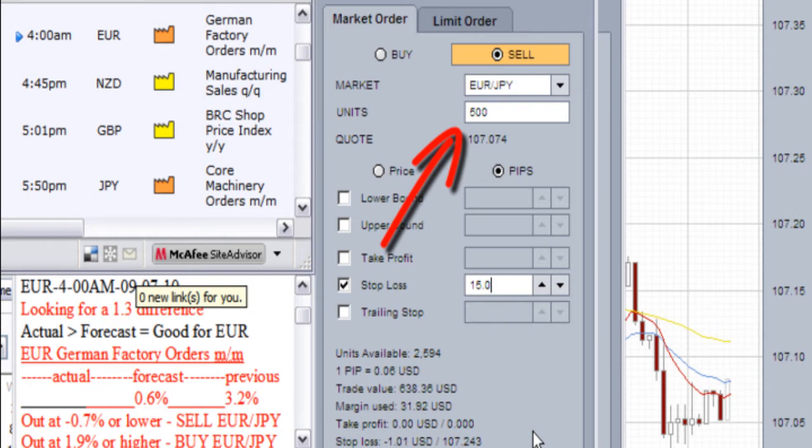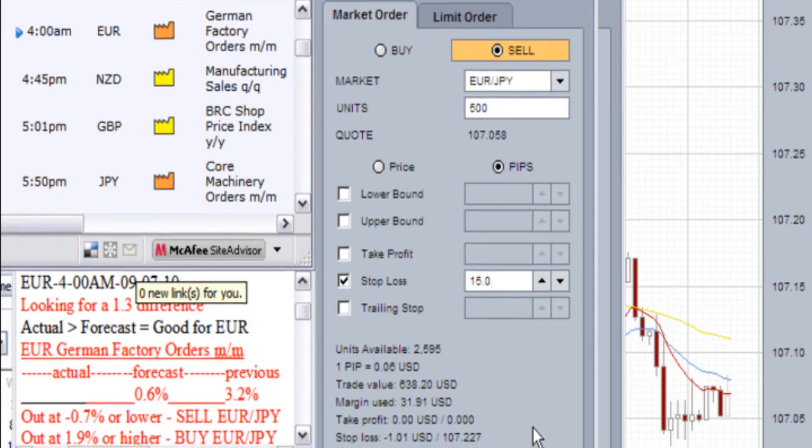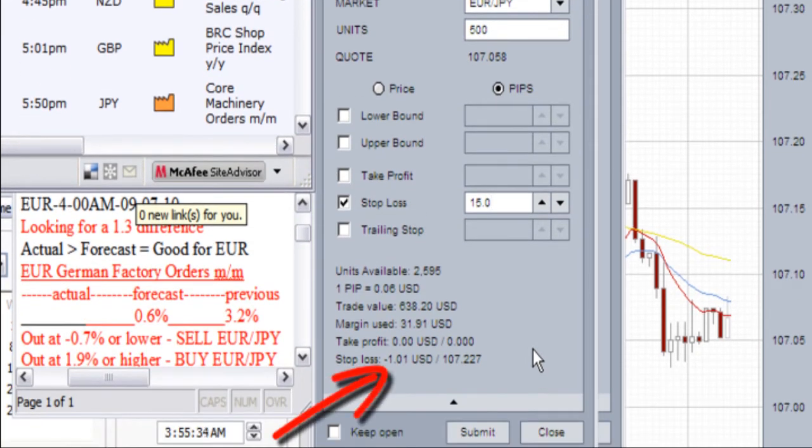Here are the units I am trading. Here is my stop loss. The stop loss is important in cases of a spiked reversal. Early on, my broker spread shown here is small, but may increase just before the news release, which will be shown later in this video.